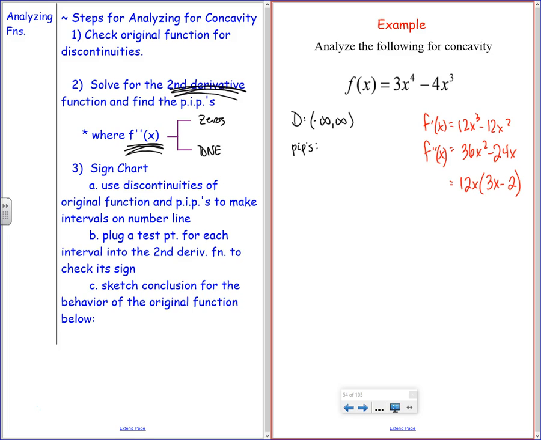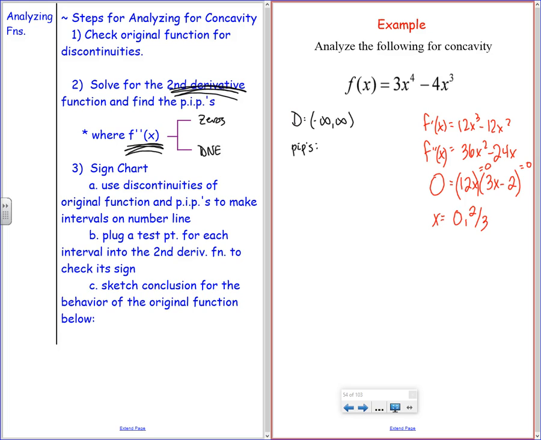Crits, no, we're doing concavity. We need pips. Pips stand for possible inflection points. We have a forever card in just a second, but basically, the zeros and DNEs of the second derivative. And otherwise, now that we have the second derivative, we follow the same steps as increasing, decreasing. So what are the zeros of the second derivative? 0 and 2/3. Good, so set each one equal to 0, and we end up with 0 and 2/3.